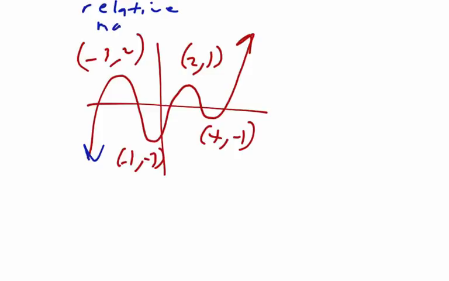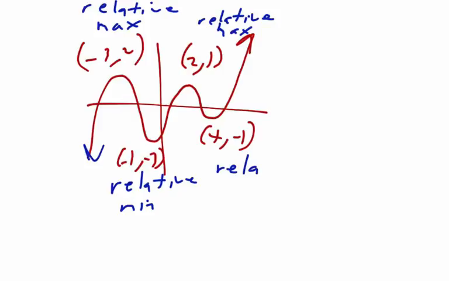So, at negative 3, 2, we have a relative maximum. At 2, 1, we have a relative maximum, because those are the highest in those areas. Negative 1, negative 3 is a relative minimum. And 4, negative 1 is also a relative minimum.